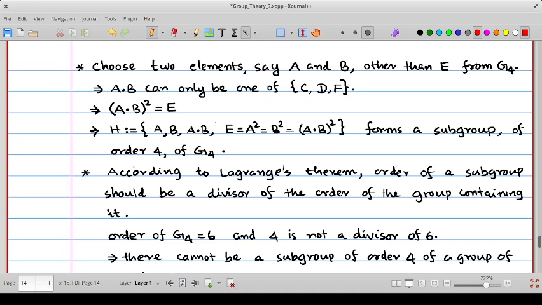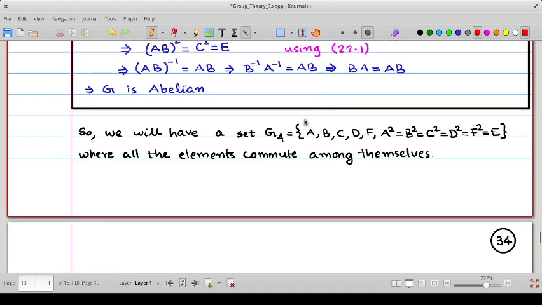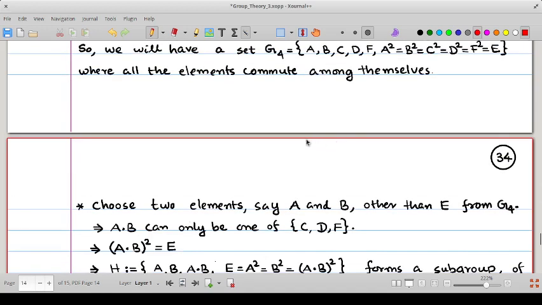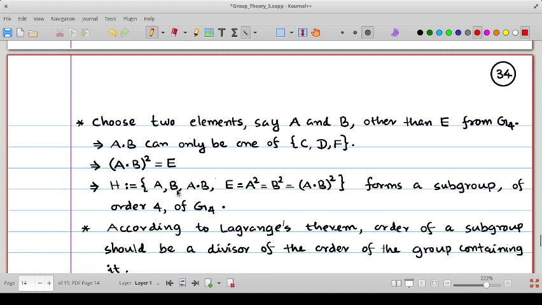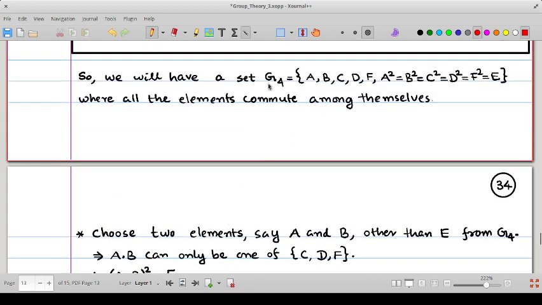And what is the order of this subgroup? It has 4 elements, and therefore the order of this subgroup is equal to 4. So if we take this choice for forming a group of order 6, then we will be able to construct a subgroup of order 4 in this group.